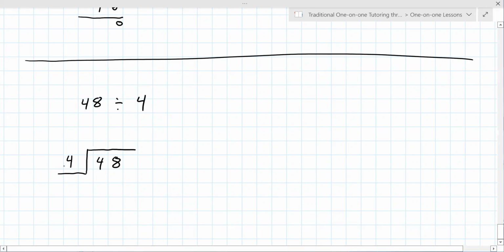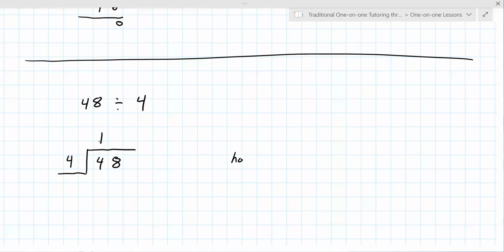Well, we got to figure out how many times 4 goes into 4. 1. 1 time. Did you put a 1 up here? If you didn't, obviously I want you to do it now. Now what do you do after this?